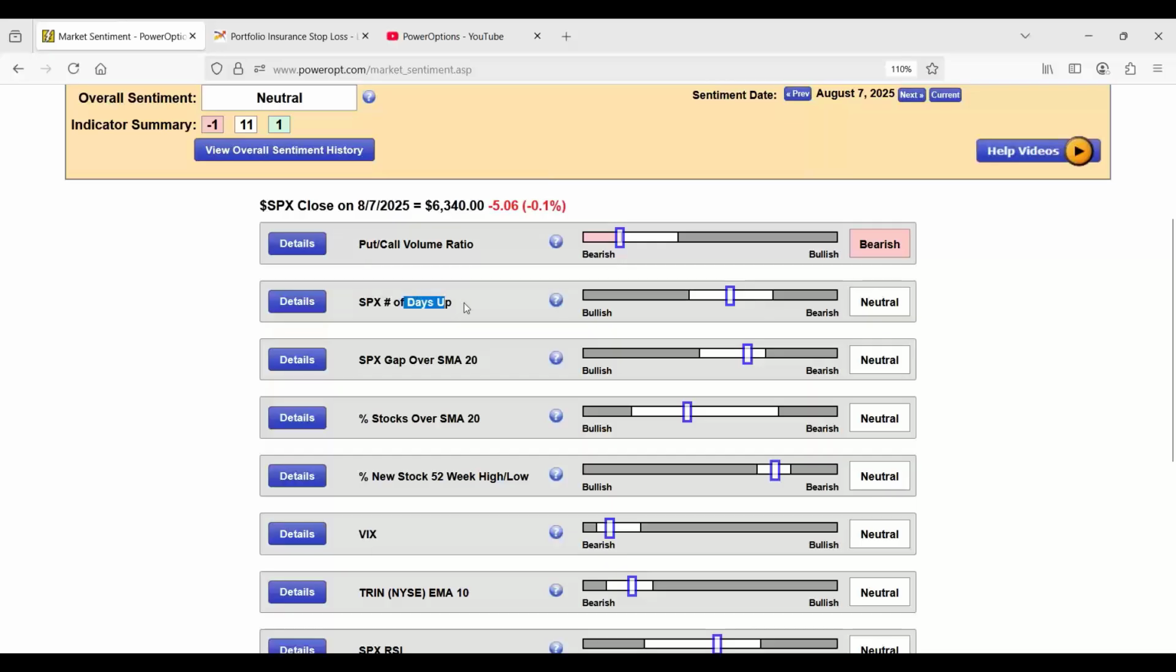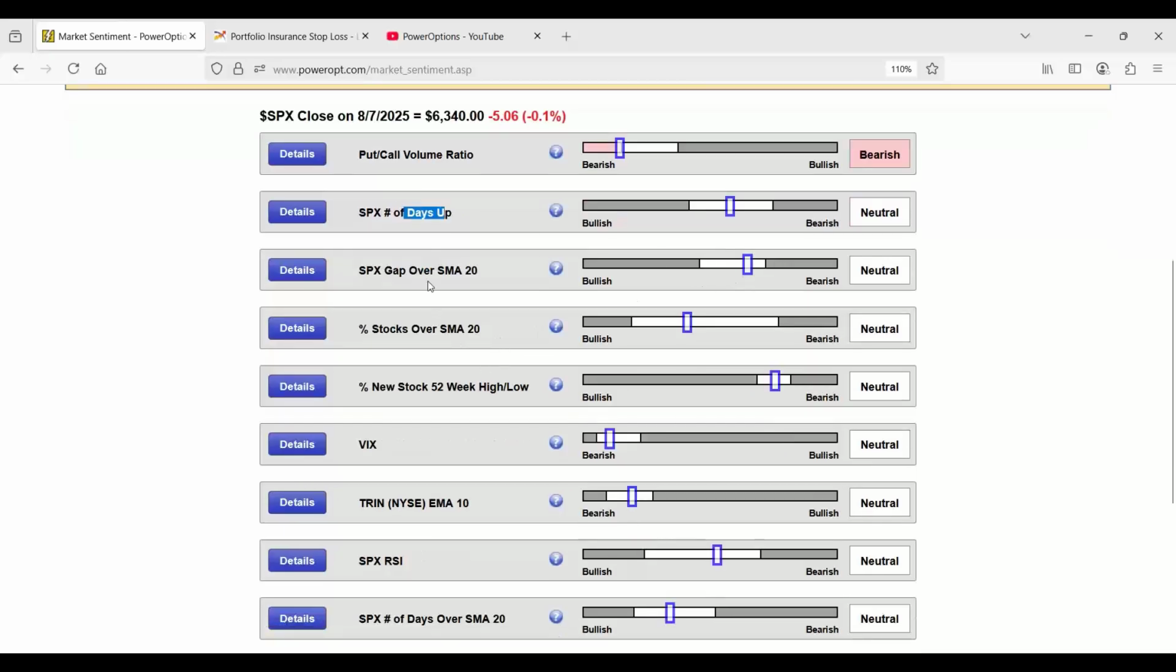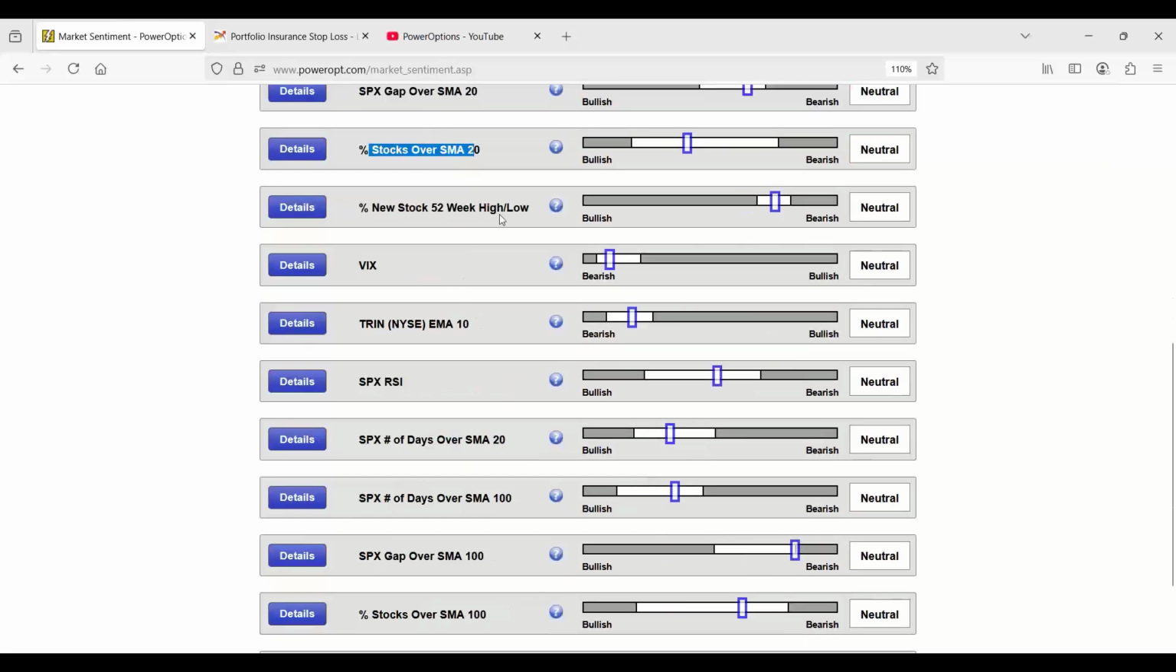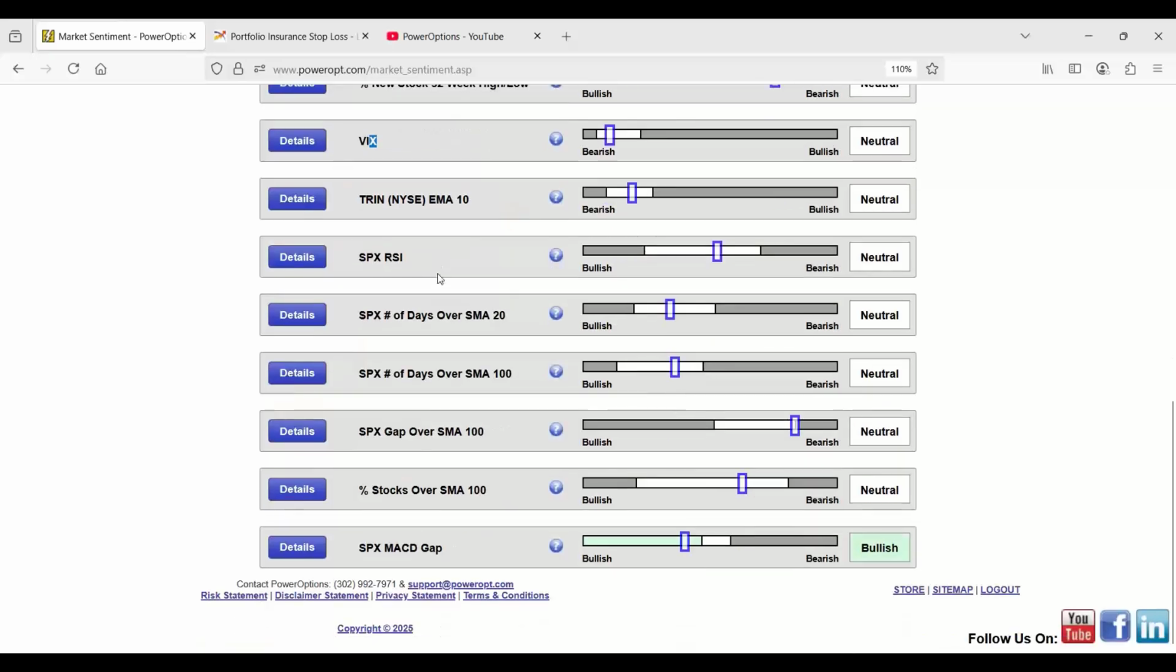SPX number of days up. We had a down day a day or two ago, so we're hanging right there in the middle between bearish and bullish. Gap over the SMA 20, still right about in the middle. So is the percentage of stocks, optionable stocks, above the 20-day moving average. 52-week stock high and low. The VIX right now is right in the middle, but we saw a big pullback in the VIX today, dropped about $1.10. It's down at 15.45.